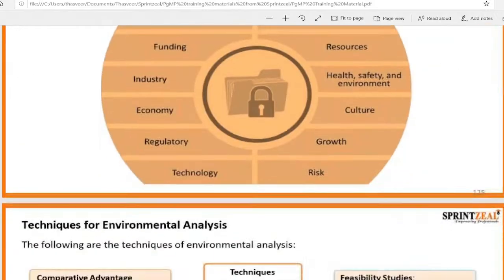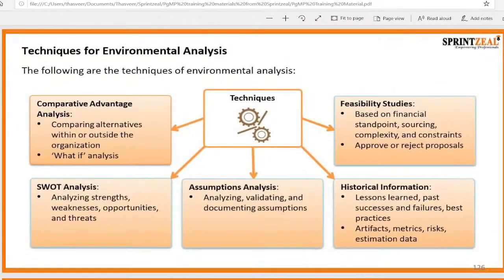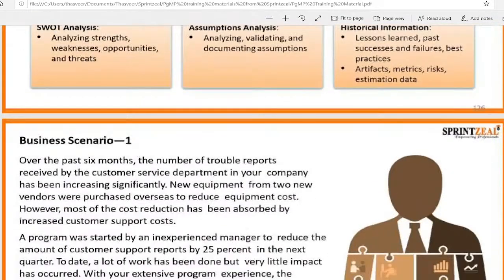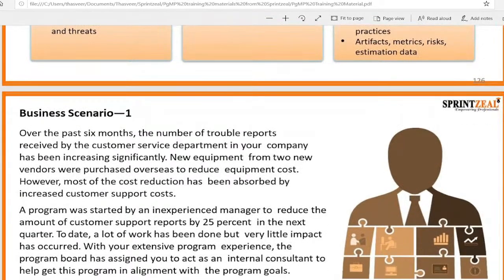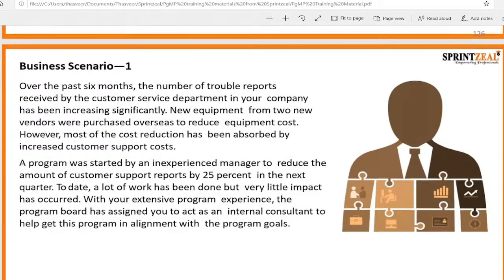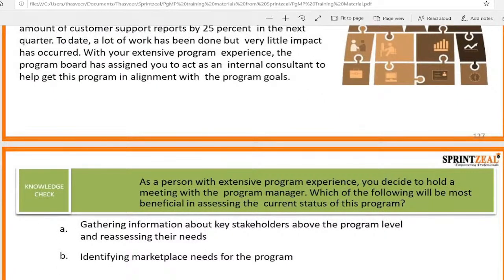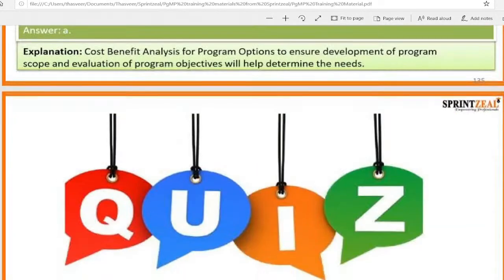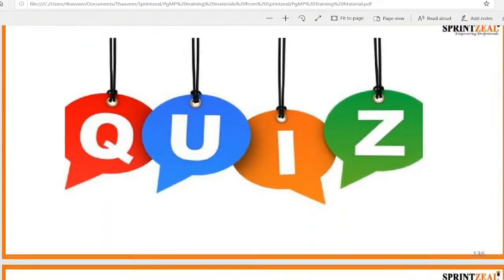This is an example of a roadmap, which we have already seen. I'm not spending much time on that. Environmental assessment we also already discussed. These are the five analyses which we already discussed: comparative advantage analysis, SWOT analysis, assumption analysis, historical information analysis, feasibility studies. All these things we discussed. And there are some business scenarios here. If we have time, like yesterday, you can go through them, and I will only come to this if we have enough time, because these are things you can simply read. So I will go to the quiz, which is interesting for you. If I have time, I will come back to that case study.